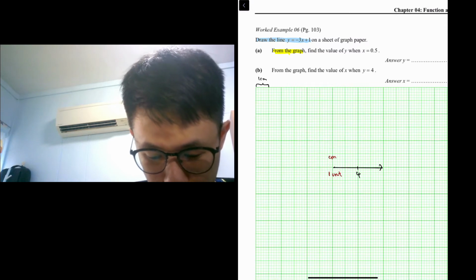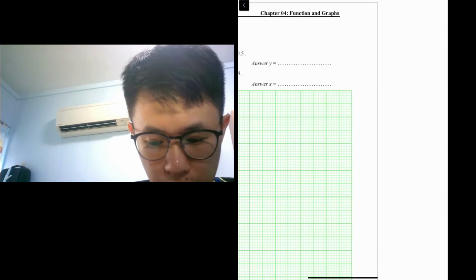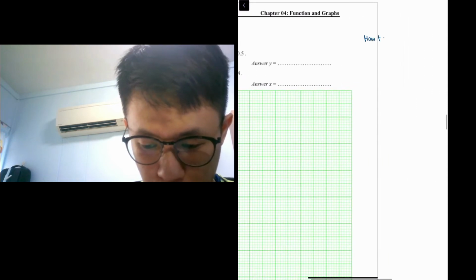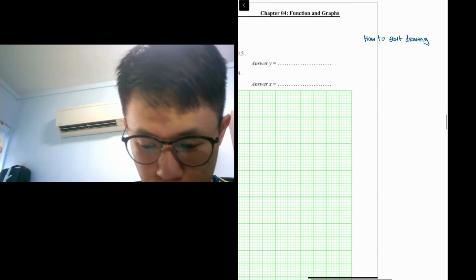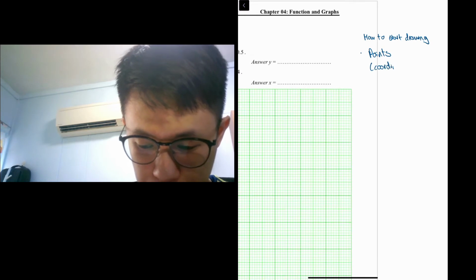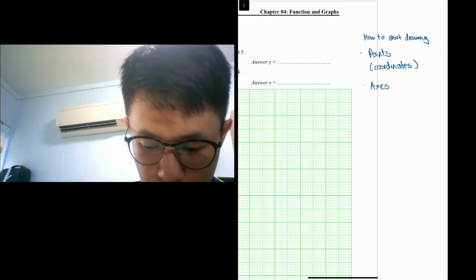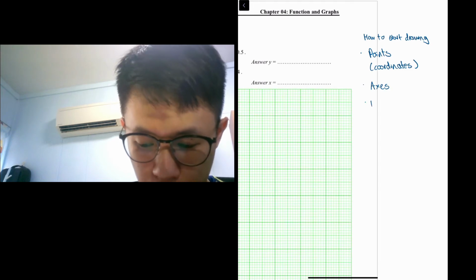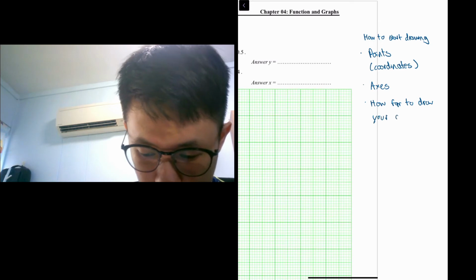But before you draw the graph, the first step is always to think: how are you going to draw the graph? How to start drawing? The first step is you need points, and more specifically the coordinates. You need to have axes, and you need to know how far to draw your axes. So how to find points?